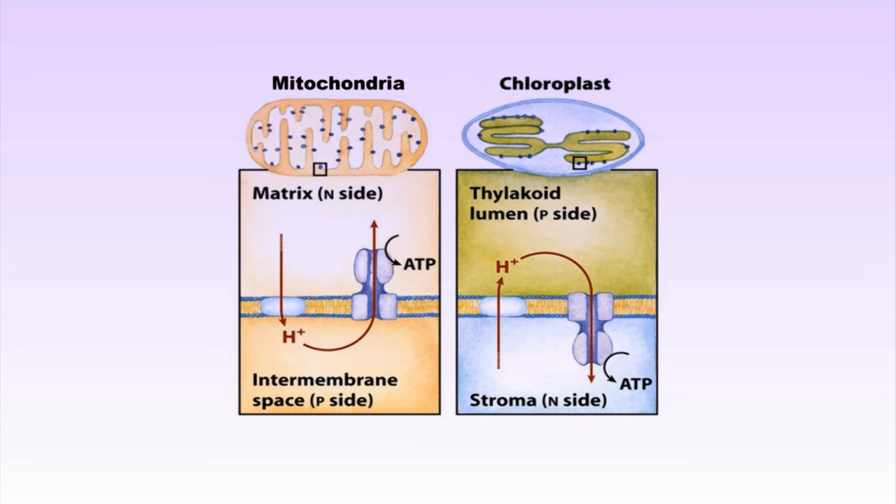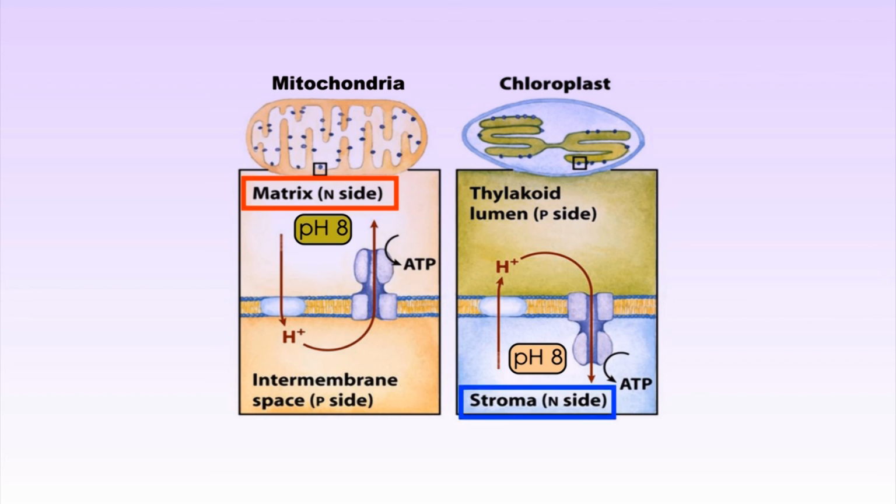For both mitochondria and chloroplasts, the catalytic site of ATP synthase is at a pH of about 8, and is located in a large organelle compartment, that is the matrix in mitochondria and the stroma in the case of chloroplasts, where it is packed full of enzymes.